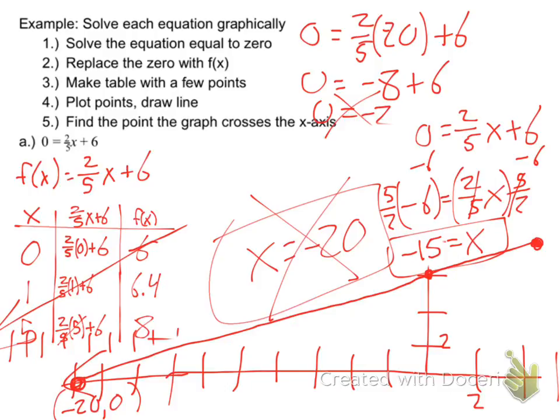So, let's just recap here. You were going to graph the equation by setting it equal to 0, setting it with f of x, making a table, plotting it, looking for where it crosses the x-axis. You then check your answer. Am I right? Am I wrong? And if you're wrong, let's do it algebraically to find the real answer.